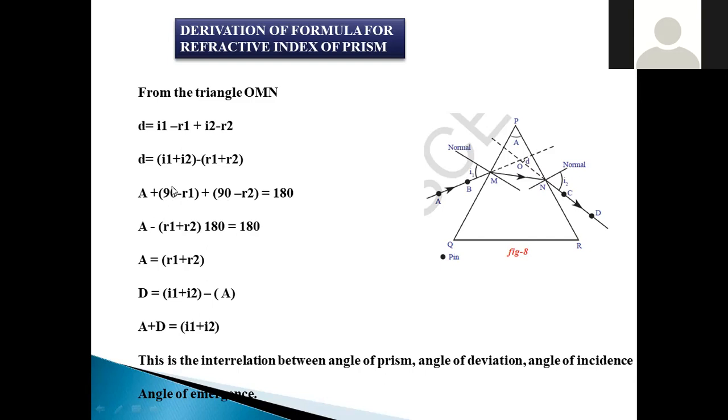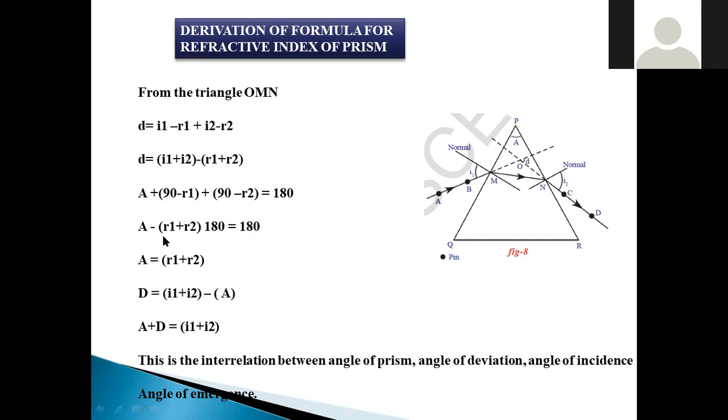In this, the incident angle I1 is taken as 90 degrees. Now it becomes A plus (90 minus R1) plus (90 minus R2) is equal to 180 degrees. This is the empirical formula for the prism. A plus 90 minus R1 plus 90 minus R2 is equal to 180, right?